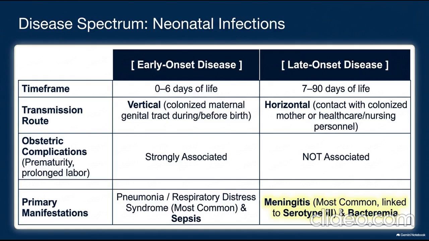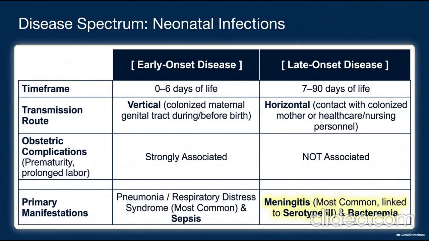Clinically, early onset disease most commonly presents as pneumonia and respiratory distress syndrome, alongside sepsis and bacteremia. Late onset disease occurs from 7 to 90 days of life. It is acquired horizontally from contact with a colonized mother, healthcare workers, or nursing personnel, and is not associated with obstetric complications. The most common manifestation here is meningitis, followed by bacteremia. Second, maternal infections. Associated with pregnancy, GBS leads to peripartum fever, endometritis, chorioamnionitis, and puerperal sepsis.